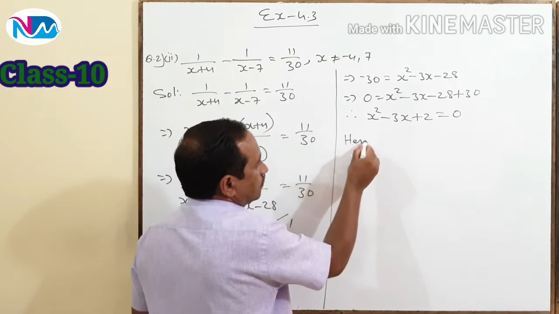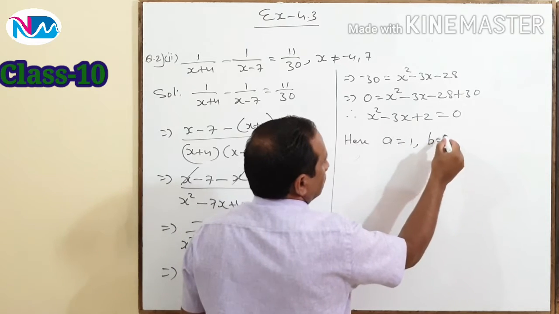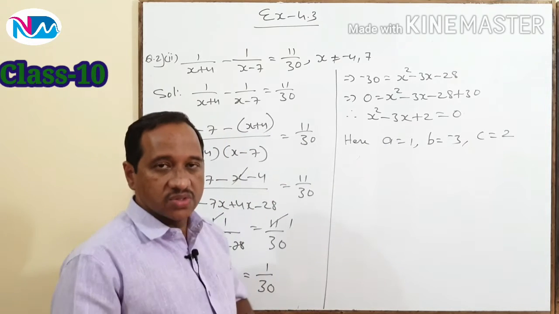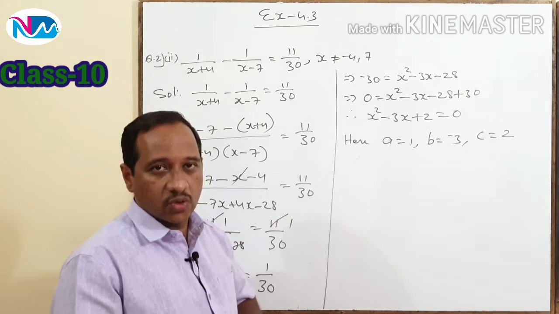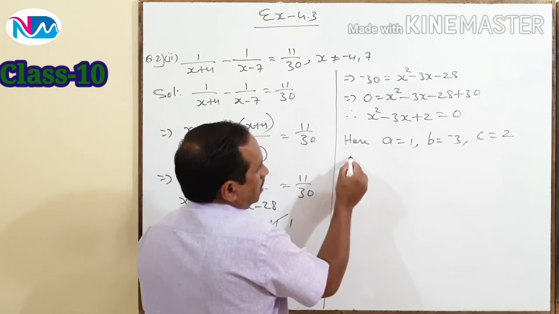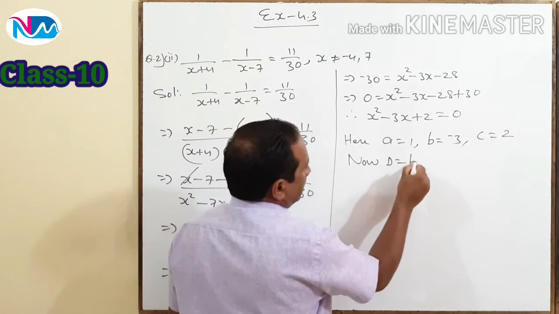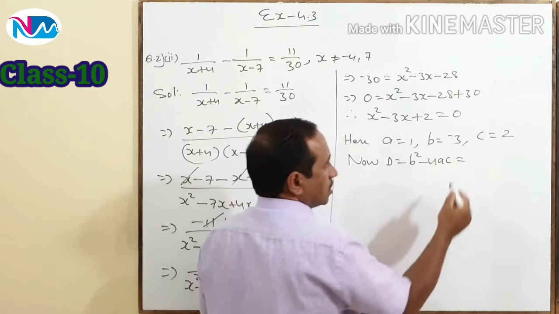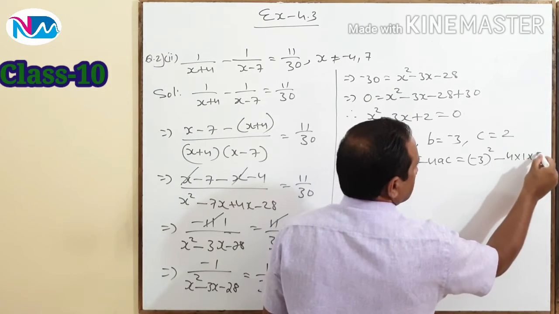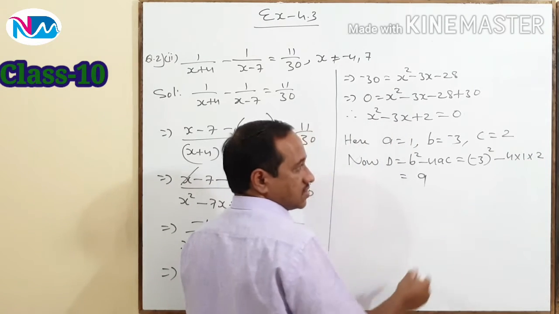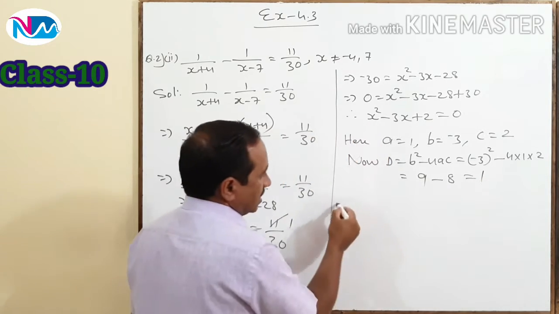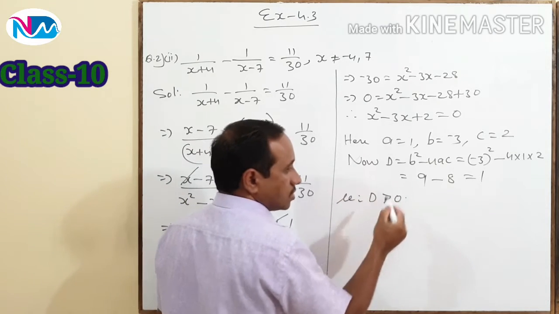Here, comparing with the standard form, a is equal to 1, b is equal to minus 3 and c is equal to 2. We are going to use the quadratic formula. For that, first we will calculate the discriminant and hence we can find out the nature of the roots. Now D is equal to b square minus 4ac, which is equal to minus 3 the whole square minus 4 into 1 into 2. Minus 3 square is plus 9, minus 4 into 1 into 2 is 8, which is equal to 1. That is, D is greater than 0.